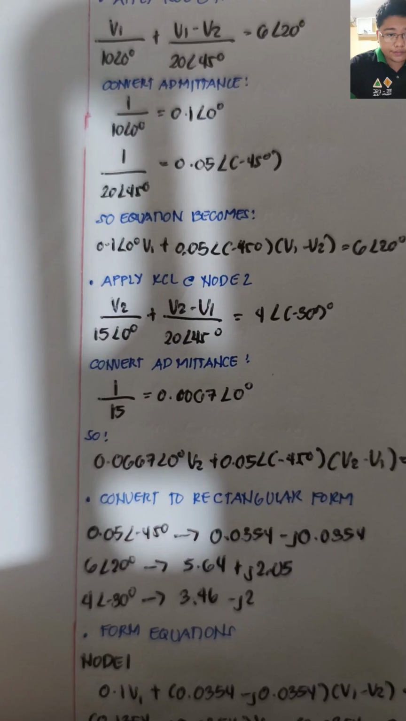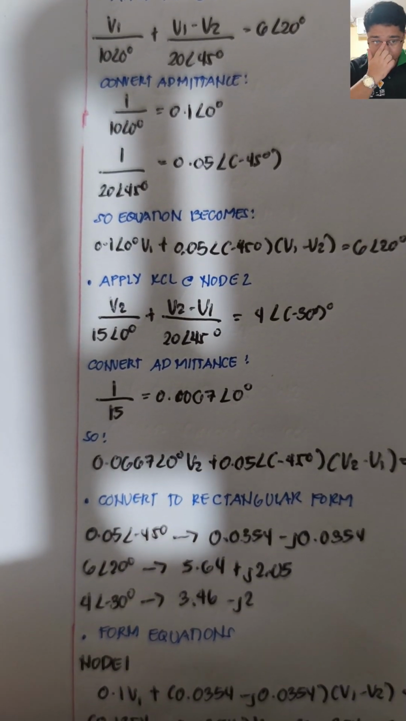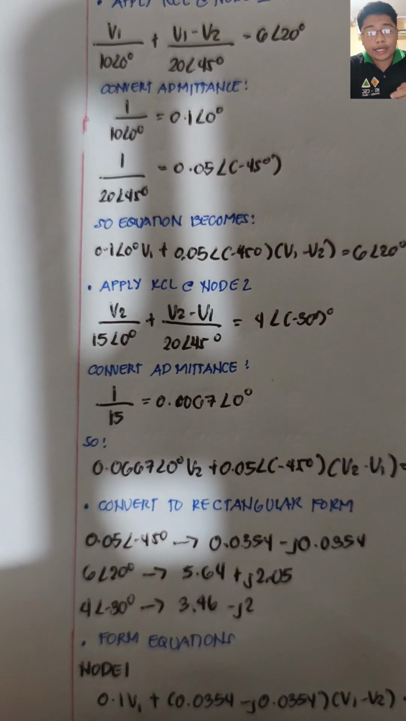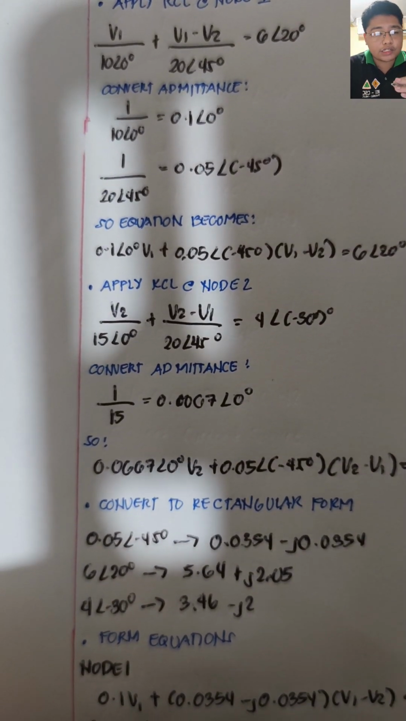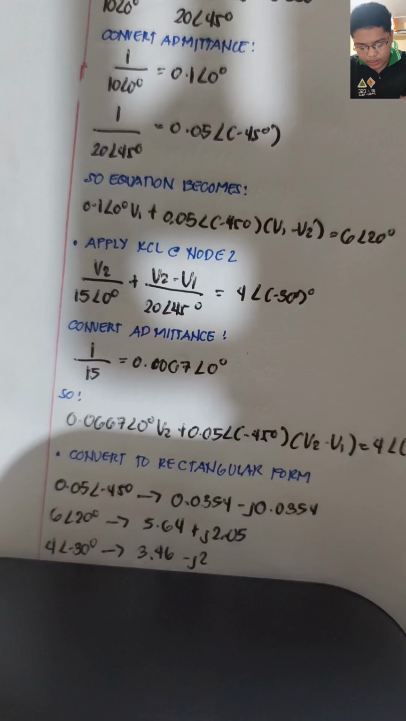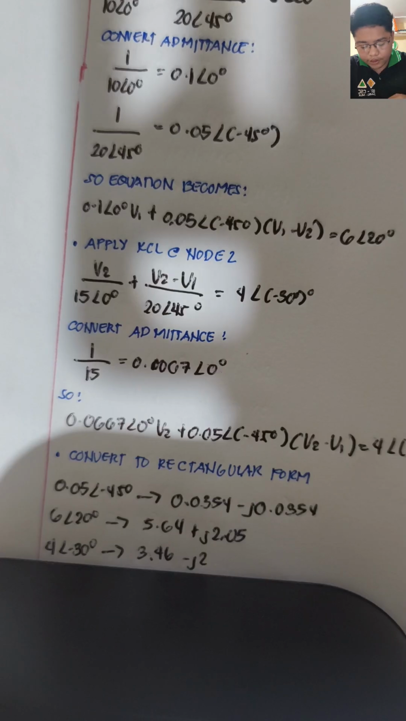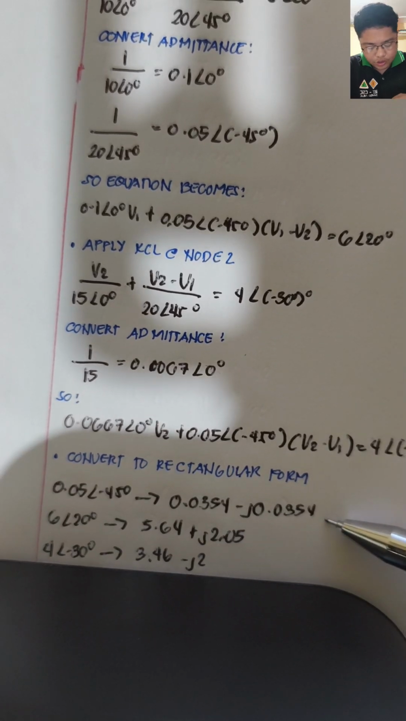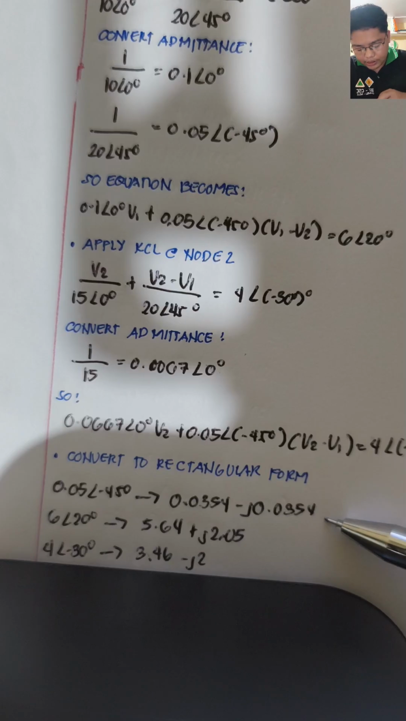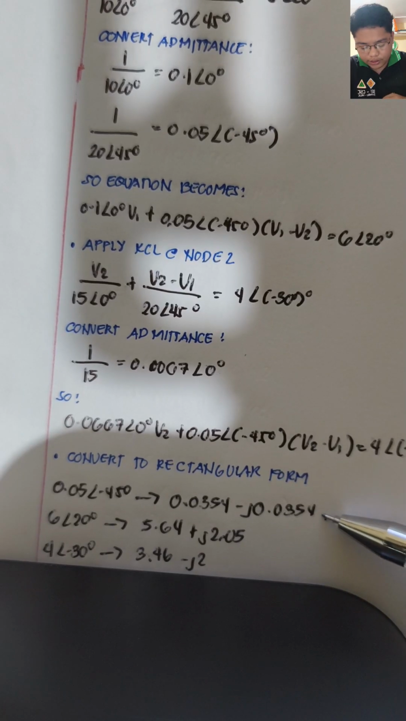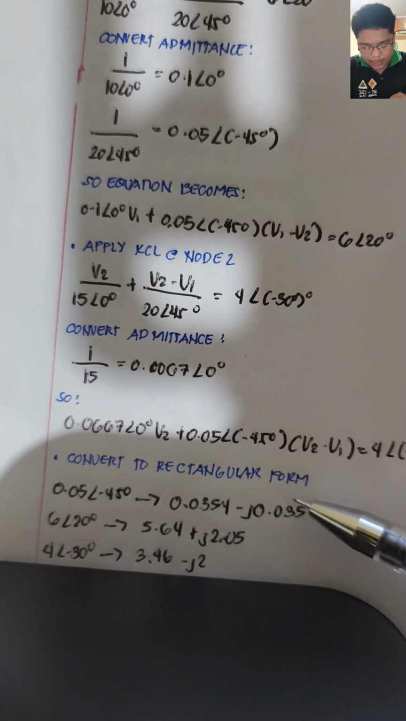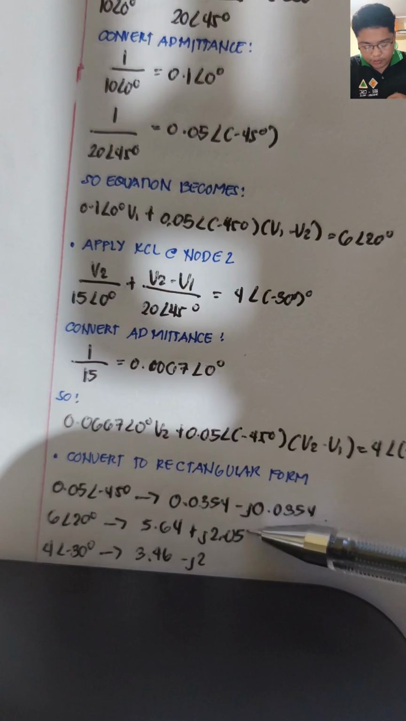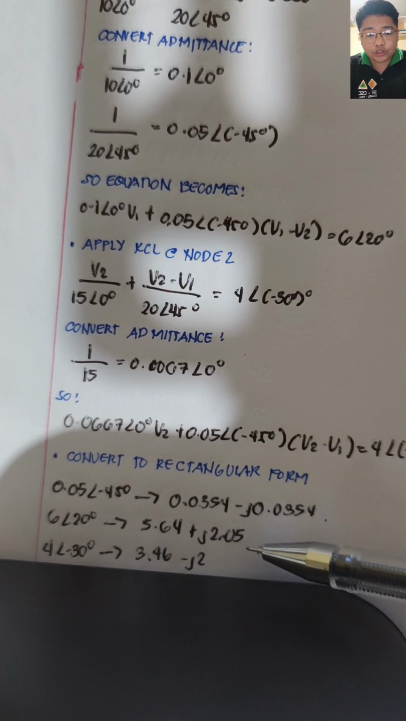Now let's convert all phasor values into rectangular form. This helps simplify calculations and allows us to solve simultaneous equations easily. So 0.05 angle negative 45 degrees becomes 0.0354 minus j0.0354. Next, 6 angle 20 degrees becomes 5.64 plus j2.05. And 4 angle negative 30 degrees becomes 3.46 minus j2.